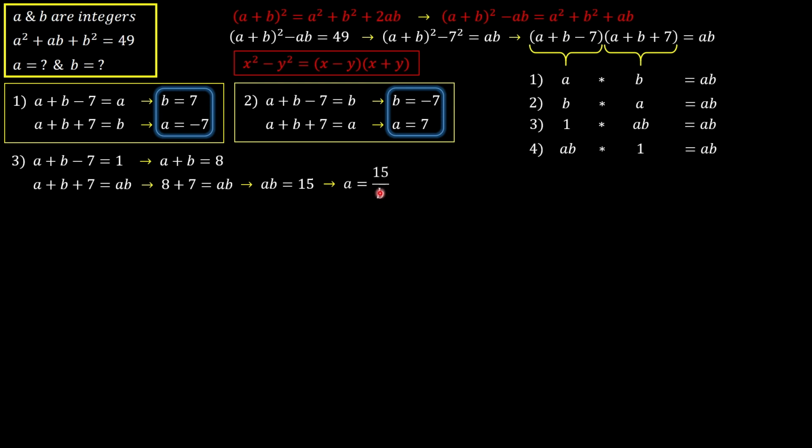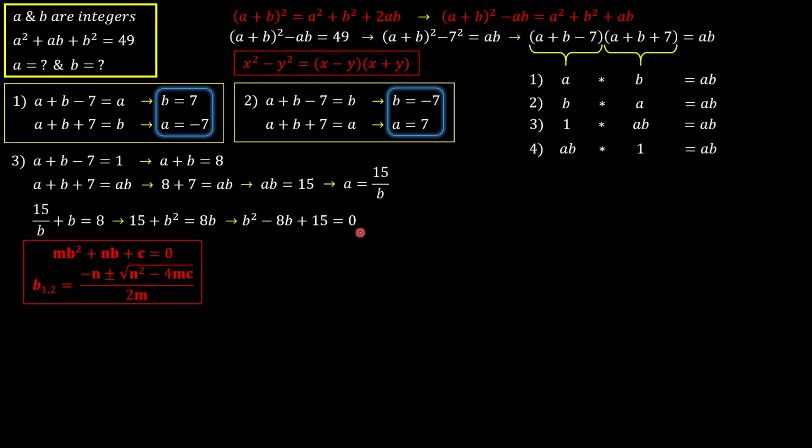Then let's put this a here. Then we'll get 15 divided by b plus b equals 8. Then let's multiply this equation, the left side and the right side, by b. Then we'll get 15 plus b squared equals 8b. Then we'll get b squared minus 8b plus 15 equals 0. To solve this equation, we are going to use the quadratic formula. In our case, m equals 1, n equals minus 8, and c equals plus 15. So if we put these values into this formula, then we'll get 8 plus minus square root.